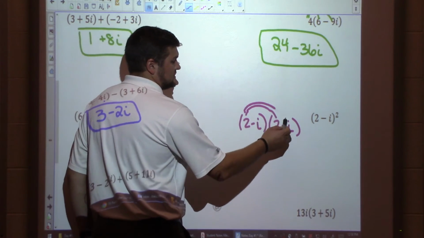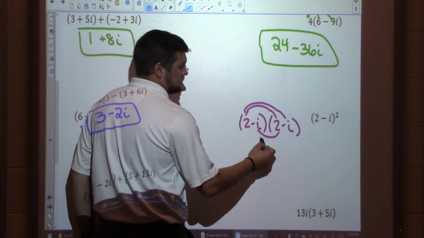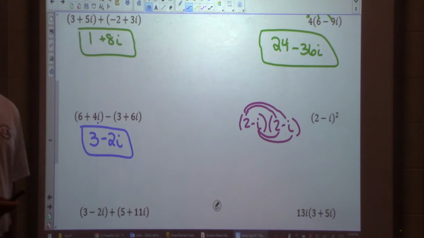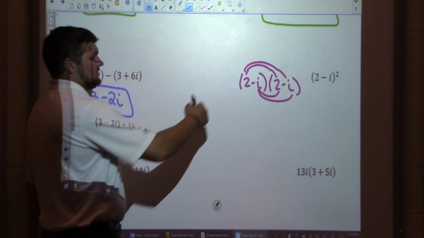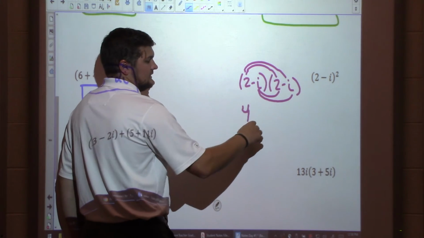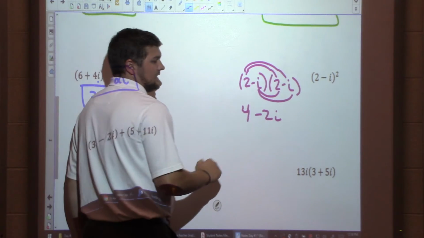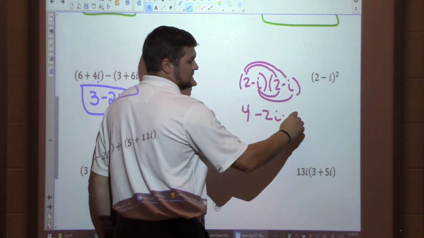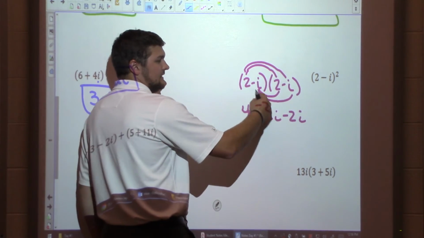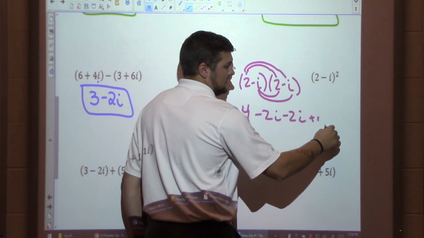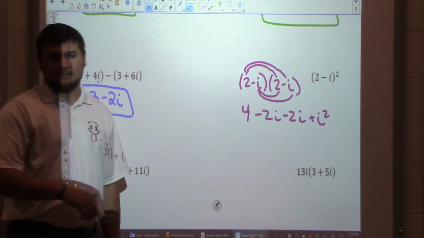2 times 2, 2 times negative i, negative i times 2, negative i times negative i. First, outside, inside, last. It's okay if you don't understand. 2 times 2 is 4. 2 times negative i is negative 2i. Negative i times 2 is negative 2i. Negative i times negative i is positive i squared.